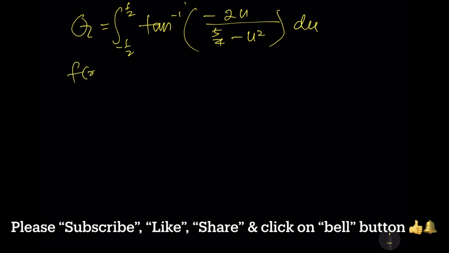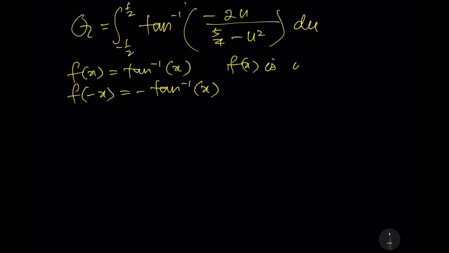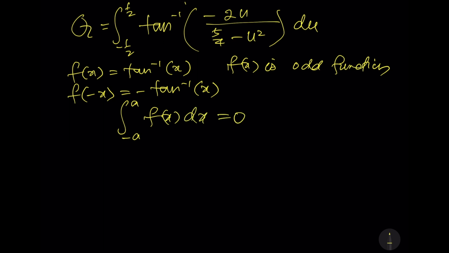Let's say f(x) equals to inverse tangent x. We know that f(negative x) is equals to negative inverse tangent x, which means f(x) is an odd function. Calculus rules 101. Integral negative a to positive a for a function f(x) when f(x) is odd function is equal to 0, which means our answer for this question is equal to 0.